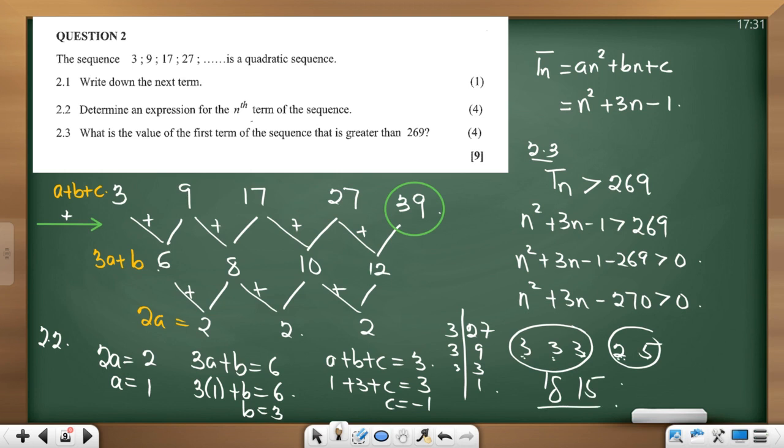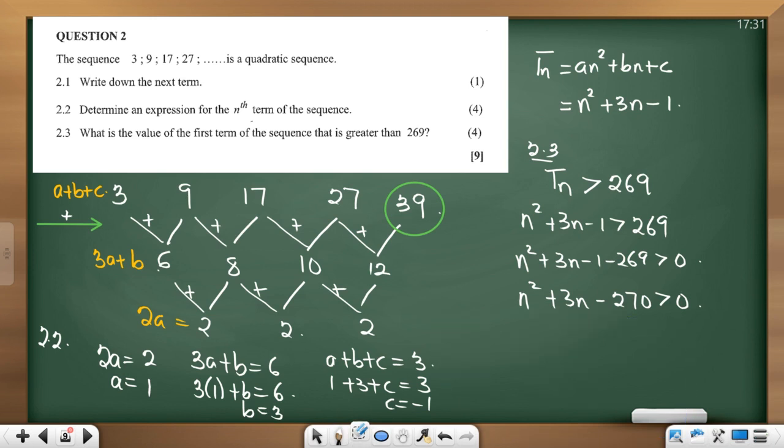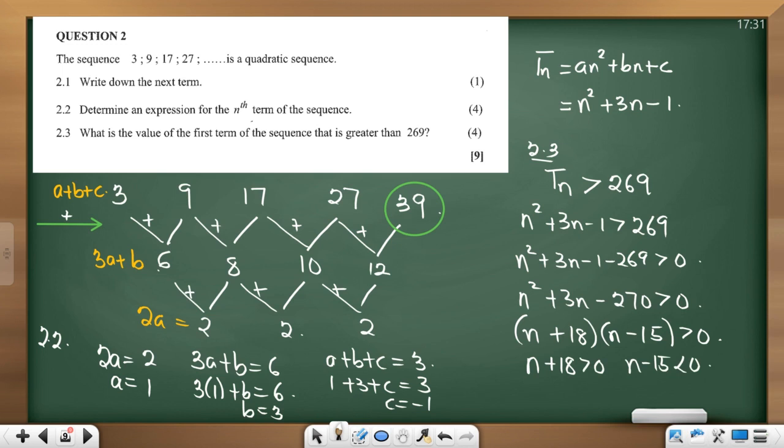18 and 15. Somebody says, how are you doing that? Okay. 18 and 15. n plus 18, n minus 15. All right. So it's either n plus 18 greater than 0, or n minus 15. All right, so it means n should be greater than negative 18, or n should be less than 15.